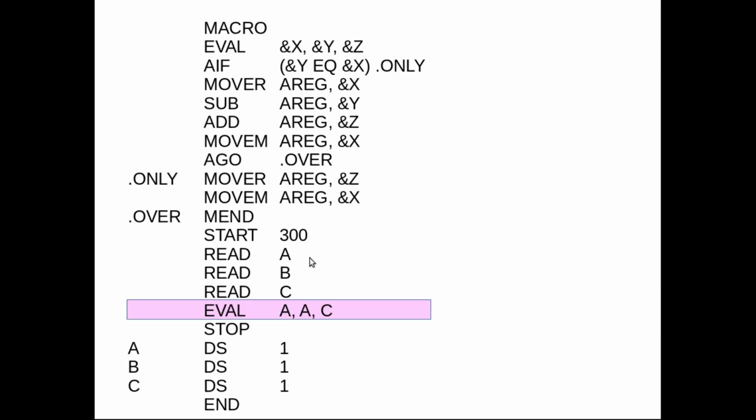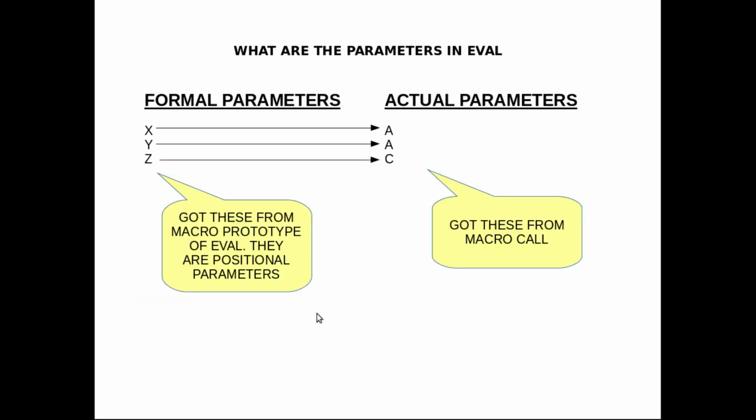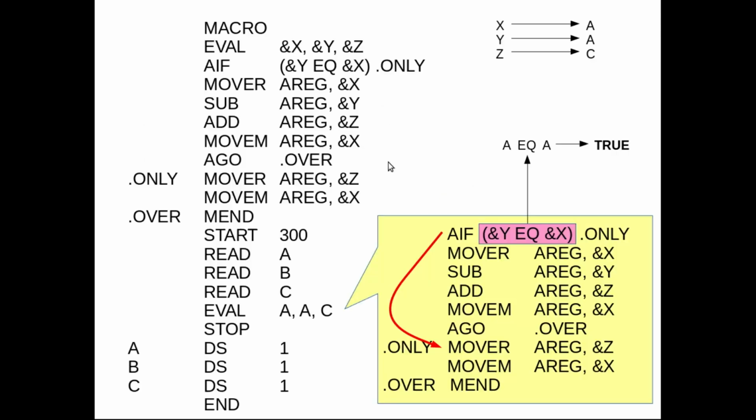Now let us try to do this macro expansion for a different macro call. So let's say we have a macro call eval a comma a comma c. So instead of a comma b comma c, we are using a comma a comma c, and let's try to do the macro expansion for this macro call. So again we do the mapping of formal parameters to actual parameters. This time x will be mapped to a, y will also be mapped to a, and z will be mapped to c. So with this mapping we can try to do the macro expansion.